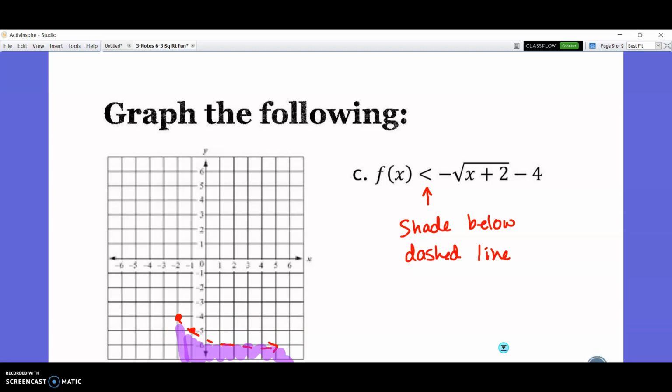Okay, so those are square root functions and inequalities and how to graph them. Remember to take the square root of numbers that you can that are nice whole numbers, not irrational numbers. So square roots of 0, square root of 1, square root of 4, square root of 9, square root of 16. Those are all numbers you can take the square root of, and they're nice and they're integers.